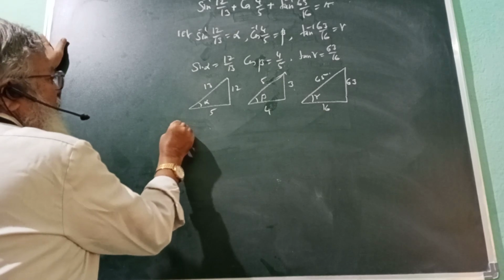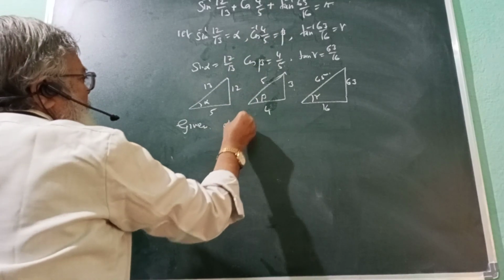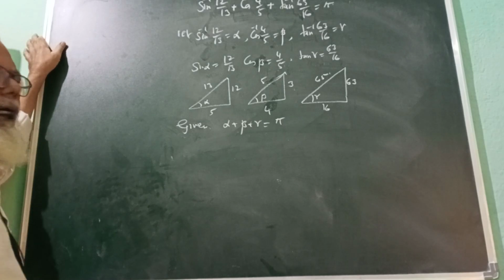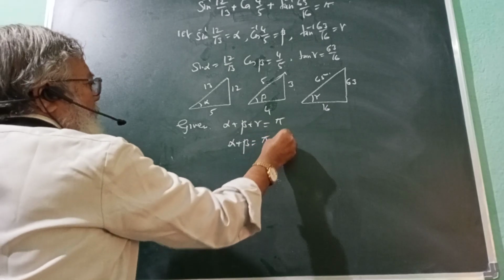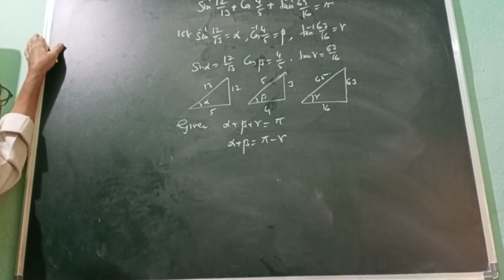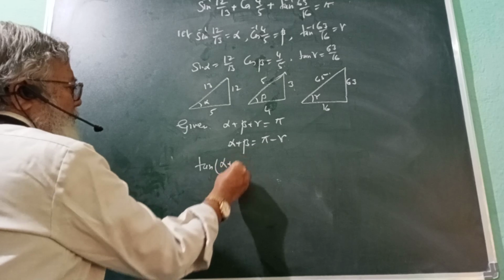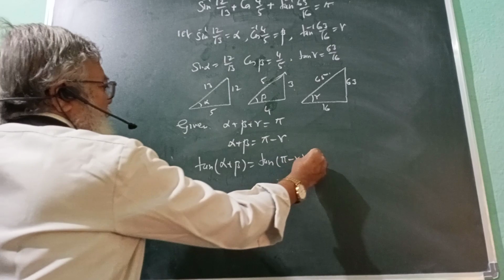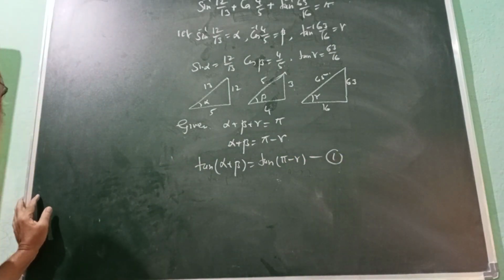Now given that, see here what is given to us according to our supposition: alpha plus beta plus gamma is equal to pi. Or we can write this as alpha plus beta is equal to pi minus gamma. Here we may take alpha, beta or gamma. Let us take tan. Tan of alpha plus beta is tan of pi minus gamma. This is equation 1. If we prove equation 1, we are going to prove the given problem.